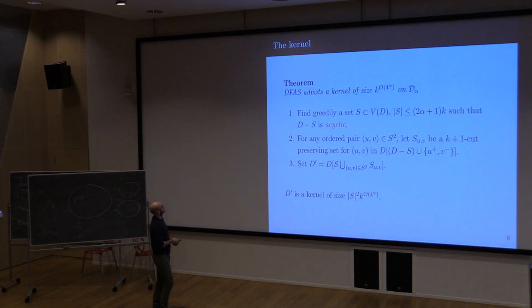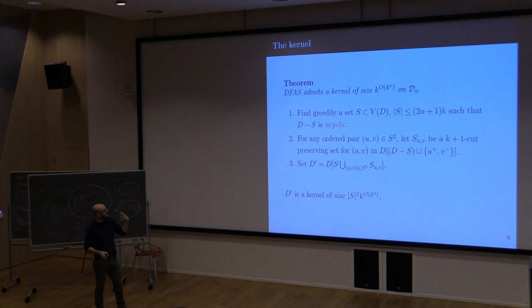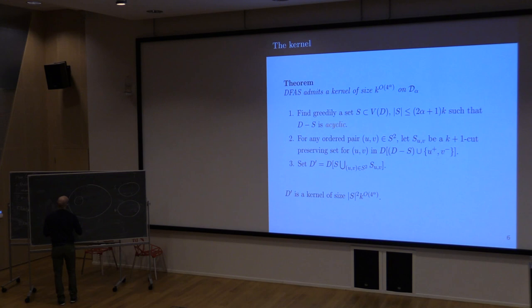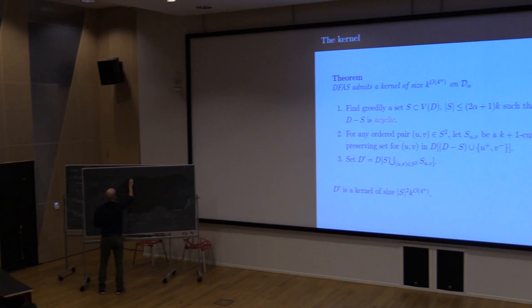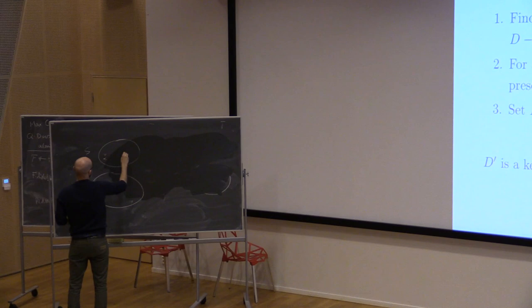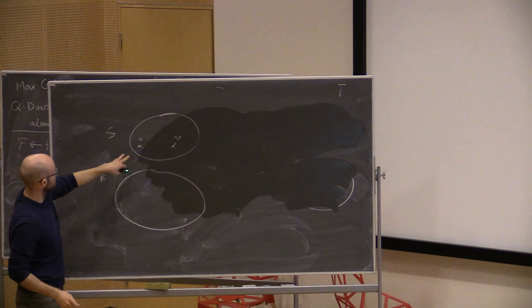So we start as I said before. Greedily, we can find a set S such that removing S gives an acyclic digraph, and S is of size polynomial in k, which is linear actually. This is what I explained before. This is S. Now, every time I pick two vertices, let's say U and V, I want to understand how R participates in the connectivity from U to V, basically.